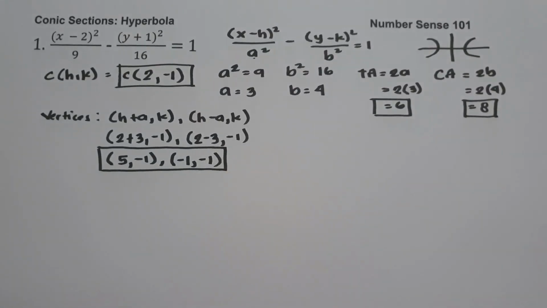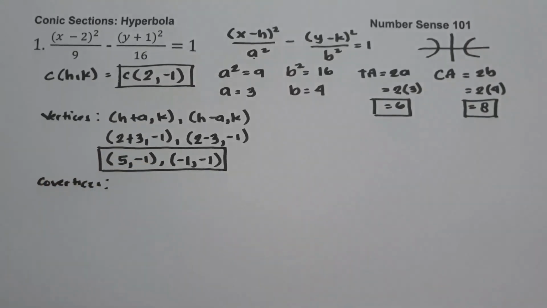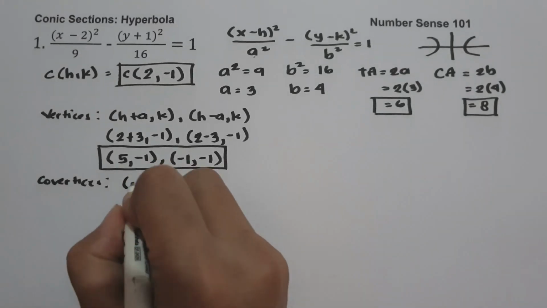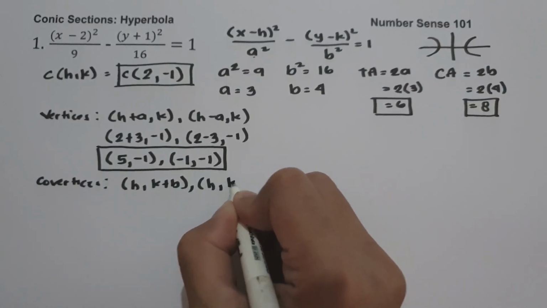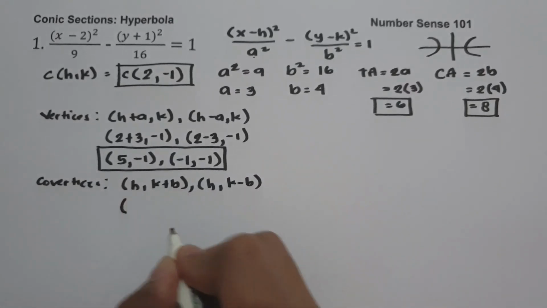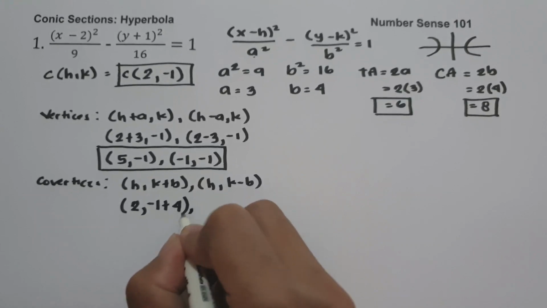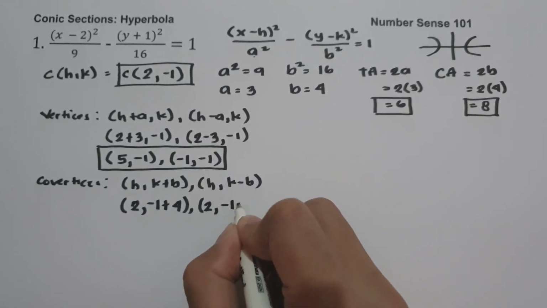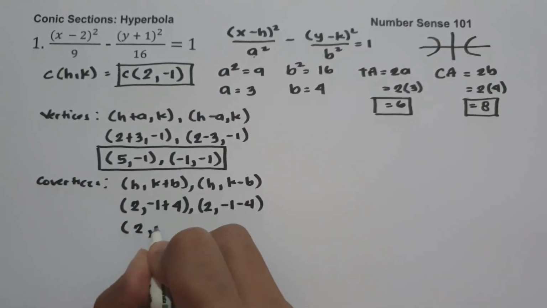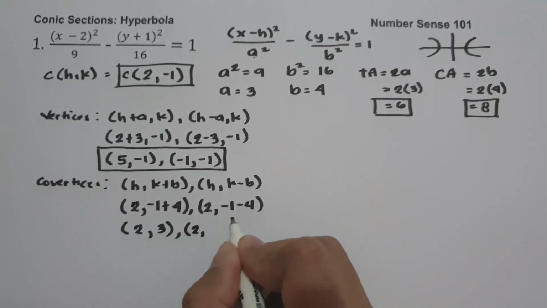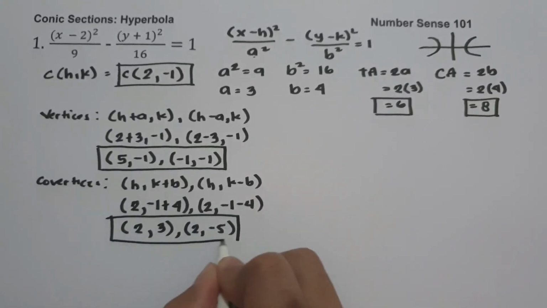And to find the coordinates of our co-vertices, we have (h, k plus b) and (h, k minus b). So we have the value of h, which is 2, and k is negative 1, plus b, that is 4. And then we have 2, negative 1 minus 4. So let us have 2, negative 1 plus 4, that is 3. And then we have 2, and negative 1 minus 4 is negative 5. So these will be the coordinates of our co-vertices.